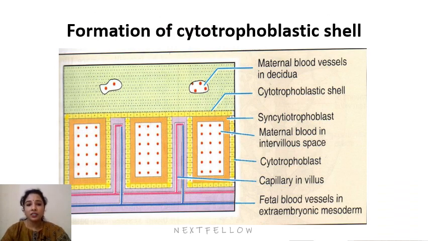So here we can see the tertiary villi having the placental barrier. So these are the maternal blood vessels, lacuna filled with the maternal blood. Lacunae are also having, this is the syncytiotrophoblast, cytotrophoblast.